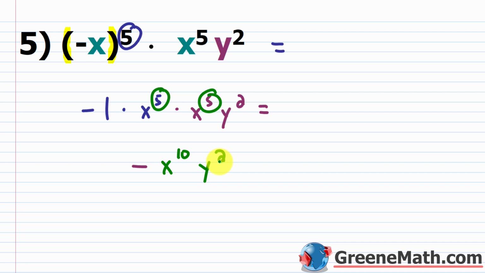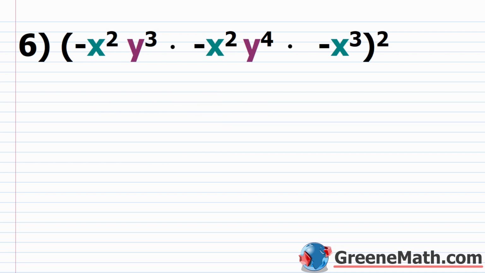Or if you want to put -1 times x to the 10th power, y squared, it's really up to you. Okay, let's look at problem number 6. So inside of parentheses, we're going to have the negative of x squared y cubed times the negative of x squared y to the 4th times the negative of x cubed. And this is all being squared. So what I want to do is treat these negatives, again, as -1.